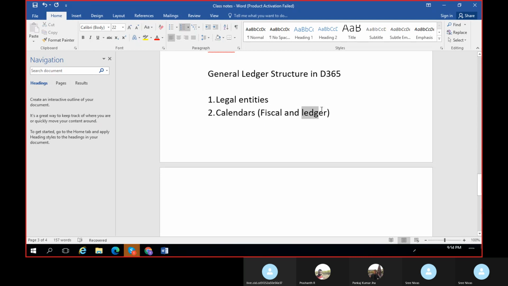The fiscal calendar is nothing but a normal calendar of dates, dividing the periods, months or days as per the requirement of the client. And the ledger calendar is where you map the calendar to your legal entity as per the accounting system. Any transactions that you post on a daily basis will get reflected only on the basis of the ledger calendar. The ledger calendar configuration I'll show later.